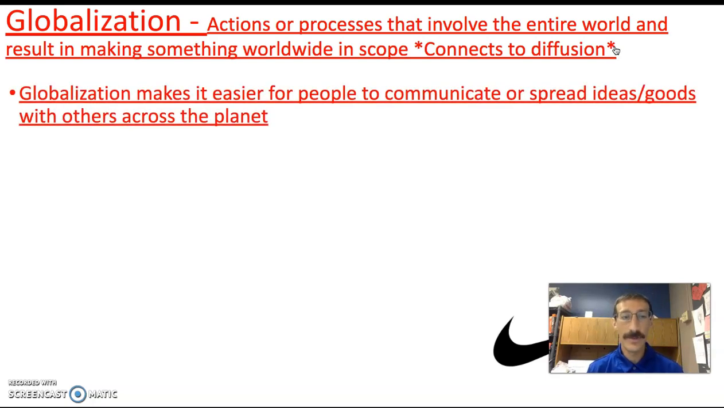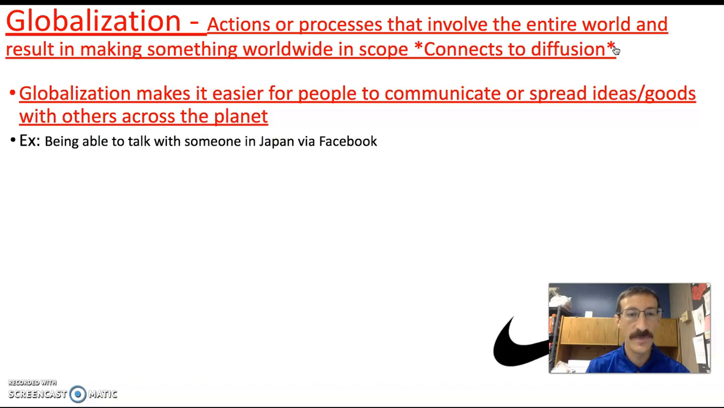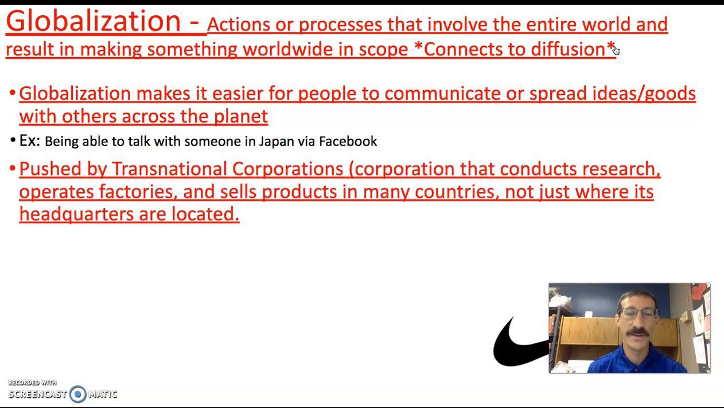Okay, so globalization makes it easier for people to communicate or spread ideas and goods with others across the planet because, again, transportation technology continually improves. Now we're able to talk with someone in Japan via Facebook or, the latest thing, Zoom, which has allowed us to have that global contact rather than waiting several months, if not years, to get in contact with somebody from the other side of the globe. Obviously those technologies have developed and changed over time.